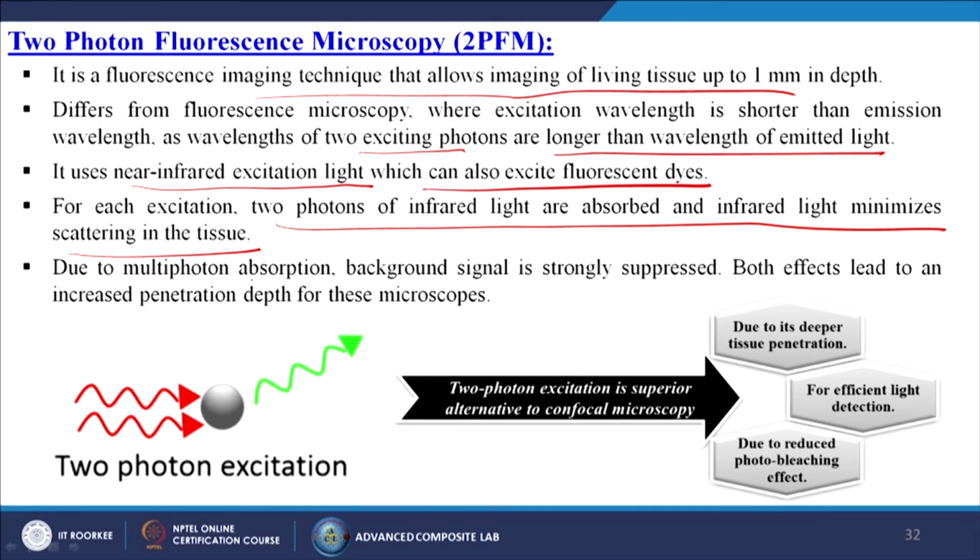Due to multi-photon absorption, background signal is strongly suppressed. Both effects lead to an increased penetration depth for these microscopes. So, generally we are doing it by two-photon excitation, due to its deeper tissue penetration, efficient light detection, and reduced photobleaching effect. So, of course, two-photon excitation is better; it is an alternative to confocal microscopy.